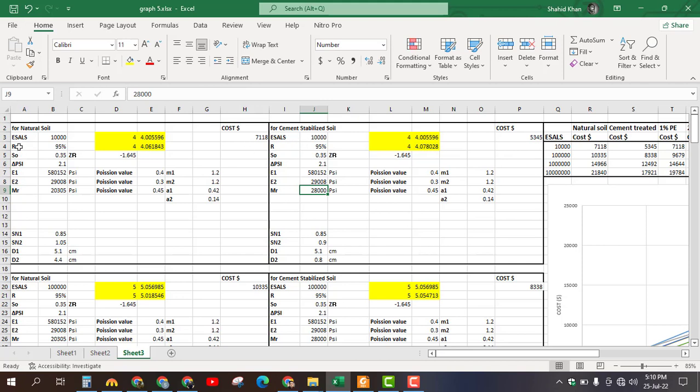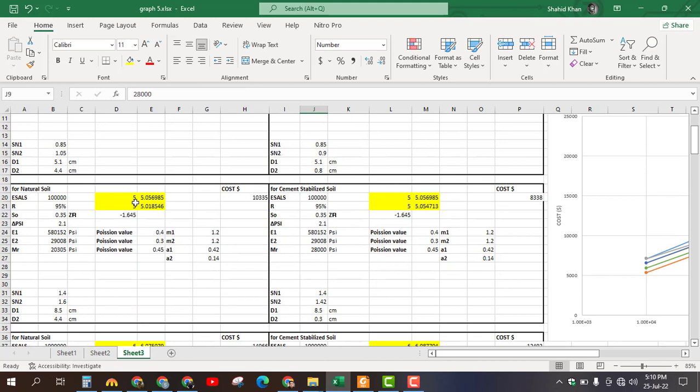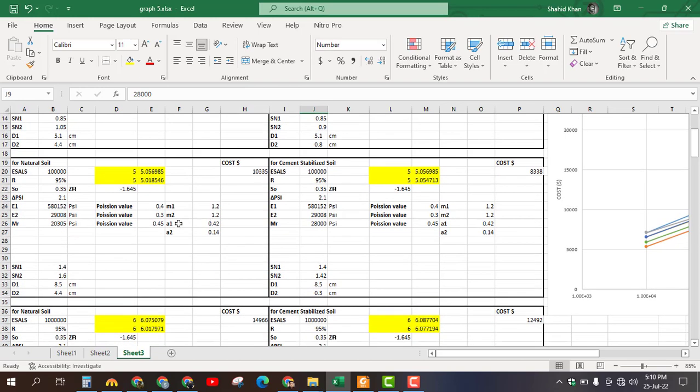Now we check these values for ESALs of 10 power 4. If we go to check for ESAL 10 power 5, we just change this value and this value to 10 power 5 from 10 power 4. Other things are the same.